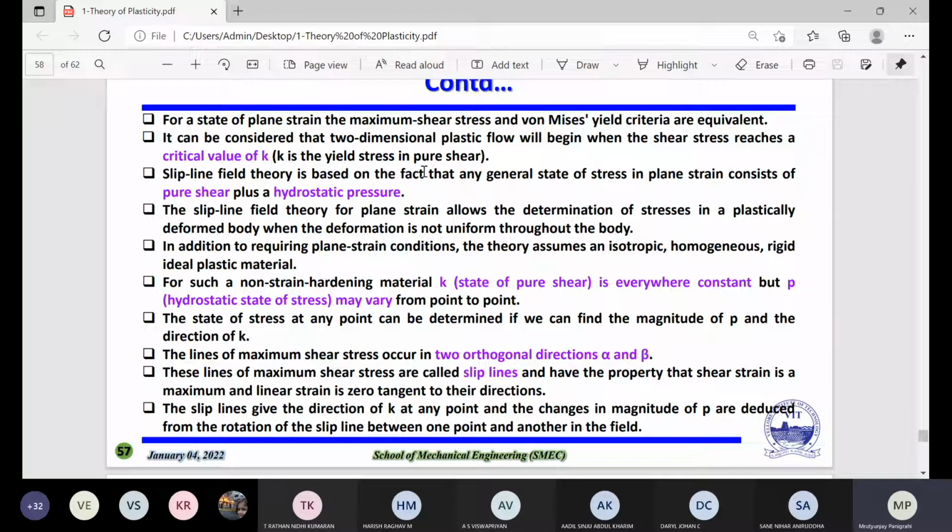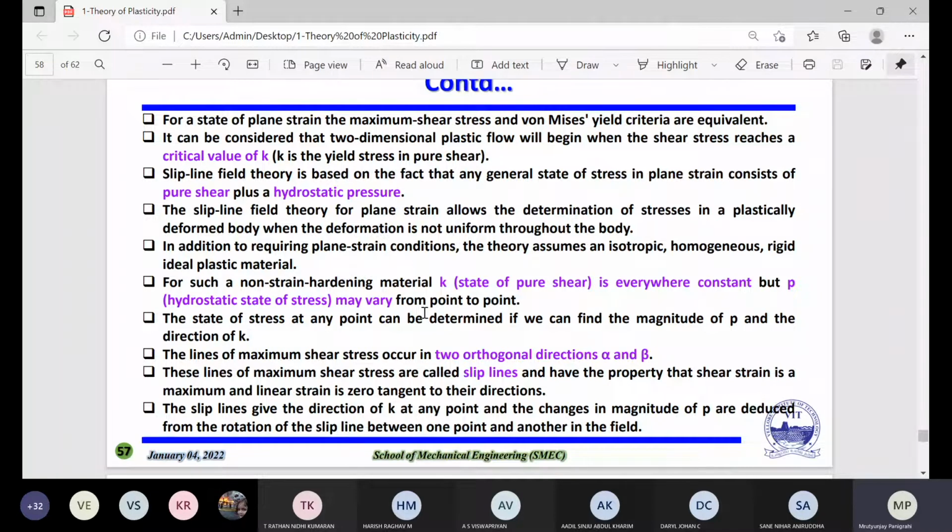K is the yield stress in pure shear. Slip line field theory is based on the fact that any general state of stress in plane strain consists of pure shear stress and the hydrostatic pressure. So these are also things we have talked about. It consists of the hydrostatic pressure and also the shear stress. And also, for a non-strain hardening material, K, the state of pure shear we have discussed, is everywhere constant, but P, the hydrostatic state of stress, may vary.